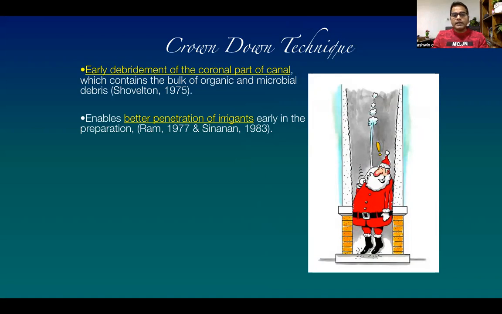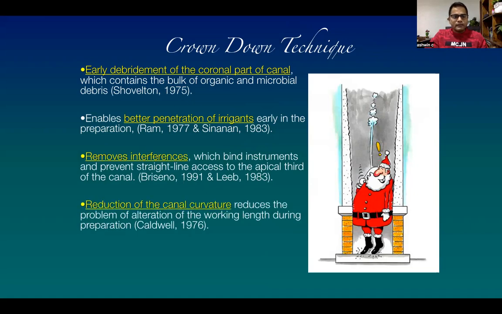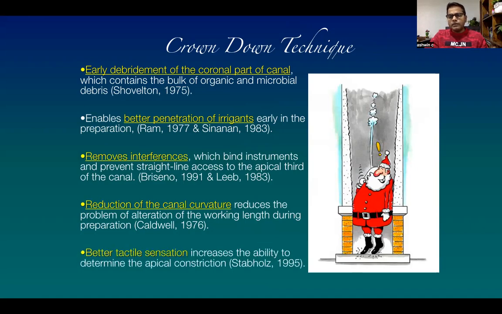Then it enables better penetration of irrigants. As you increase the shape of the canal from the top, your needle will slide in very easily and deeper. When you can deposit the solution deeper, you can have the action of the solution deeper inside the canal. And that is how deep cleaning can happen. It removes the interferences, as I said, it reduces the canal curvature, and it gives you a better feel of the canal. That means tactile sensation. So these are the advantages of the crown down technique.